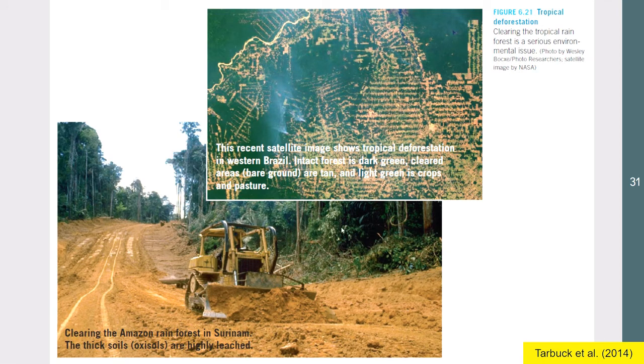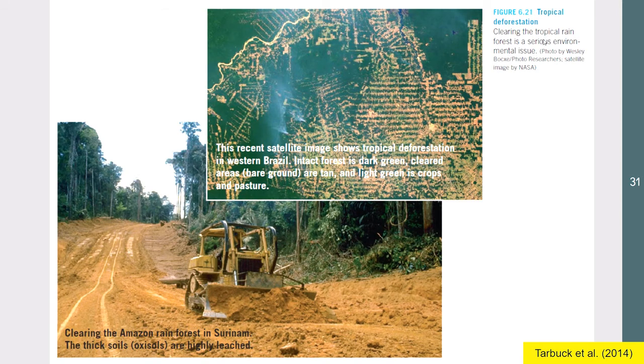These images show us drastic changes in the environment. It shows tropical deforestation in western Brazil. As you can see, the green parts of the map are the heavily forested areas, while the light brown parts are the deforested or cleared areas.